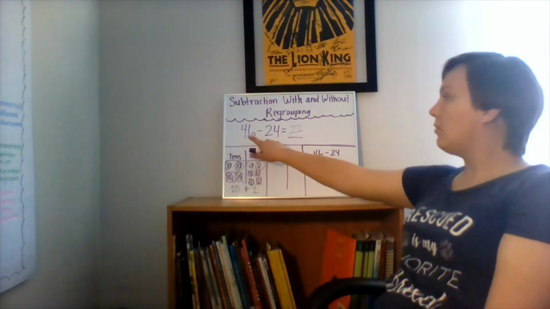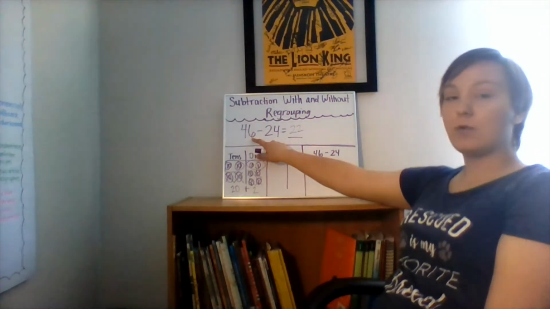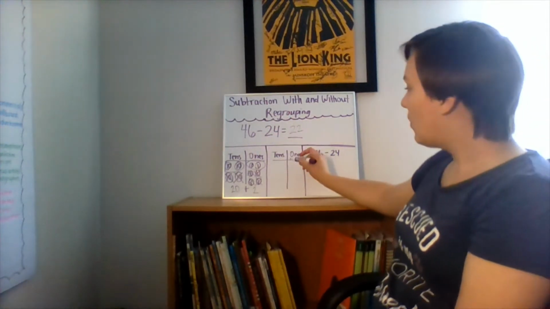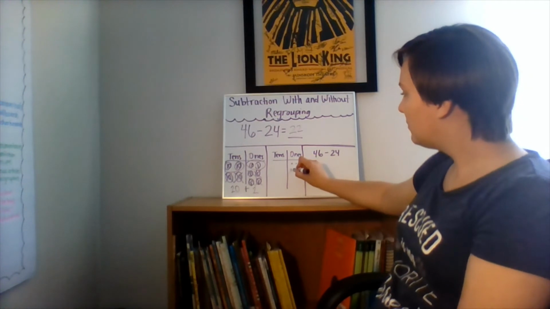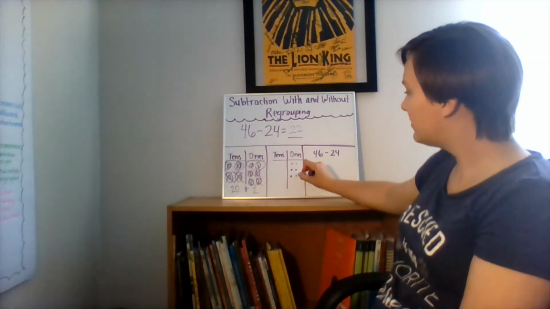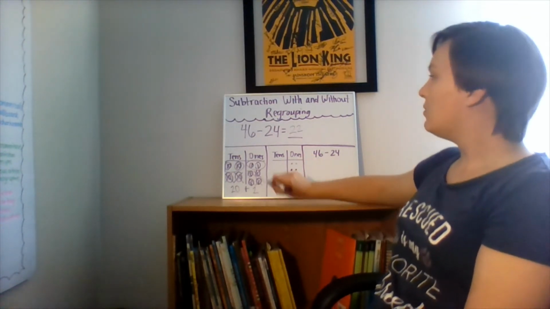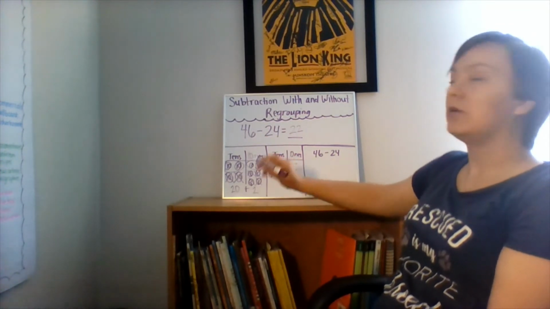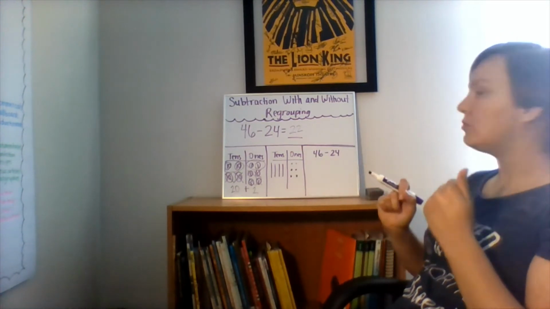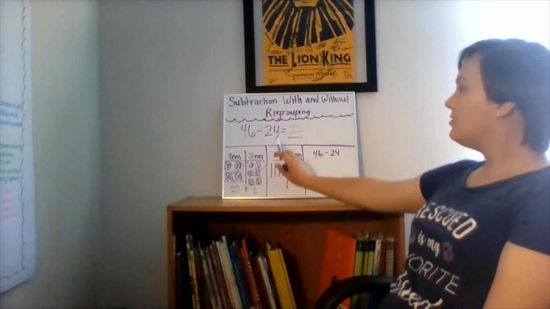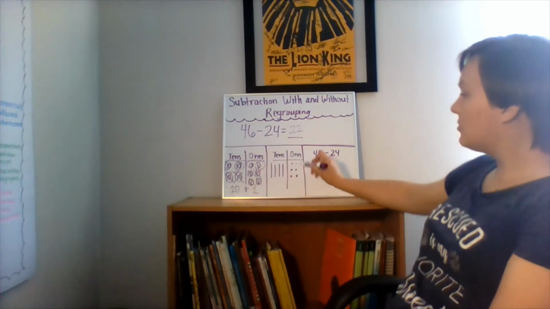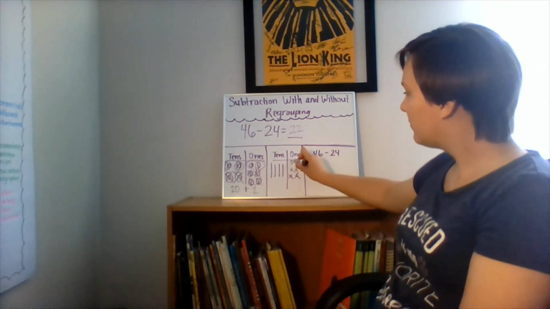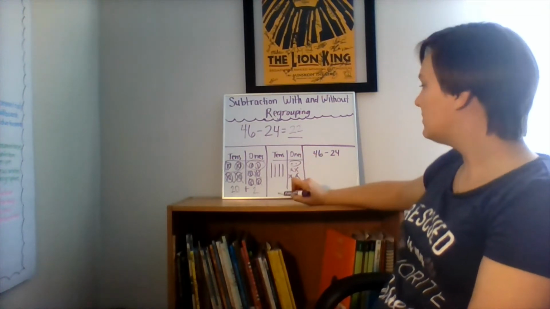So again, you start with your first number in the equation, and you start with the ones place. You draw out 6 ones. Count them with me. 1, 2, 3, 4, 5, 6. You then draw out 4 tens. 1, 2, 3, 4. Or 10, 20, 30, 40, because 4 tens is equal to 40. Then you subtract from the ones place, 4 ones. So you cross out 4 ones. 1, 2, 3, 4. That leaves you with 2 ones.